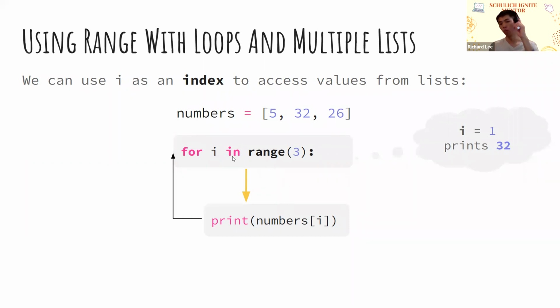Next time round, i is going to go up 1 number. That means i is going to be 1. And when we go numbers of i, that means numbers at the first index. First index of numbers is 32. And so we're going to print out 32 there. One more time, we are going to go up 1 more. i is going to go to the number 2 now. We're going to print numbers at the index of 2. And when we take a look here, numbers 0, 1, 2, that's going to be 26. Perfect. And we're going to print out all those numbers here.